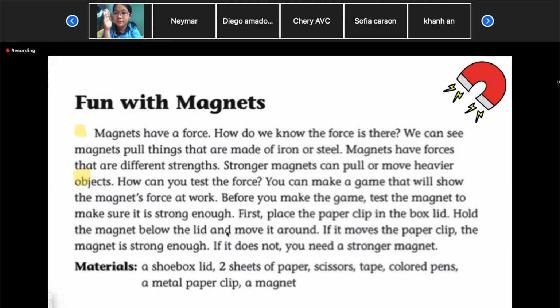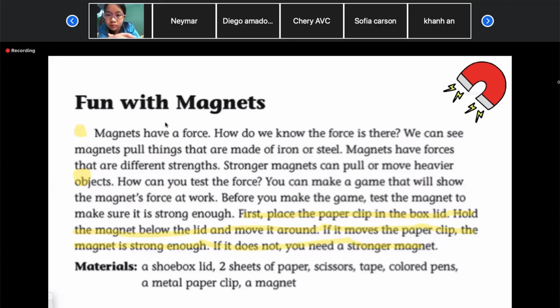Okay, so we are going to test the magnet to make sure it's strong enough. So it says, first, place the paper clip in the box lid. Hold the magnet below the lid and move it around. If it moves the paper clip, the magnet is strong enough. If it does not, you need a stronger magnet.